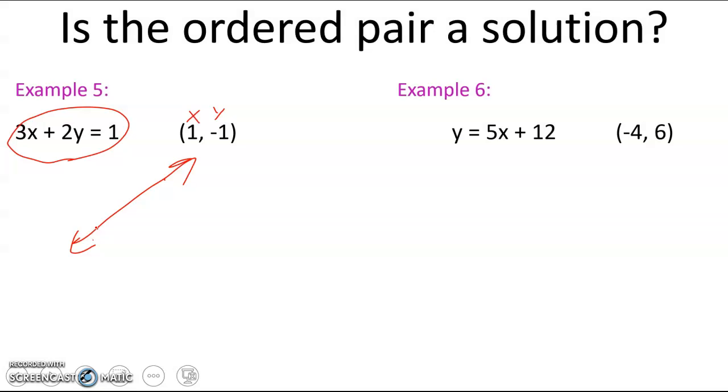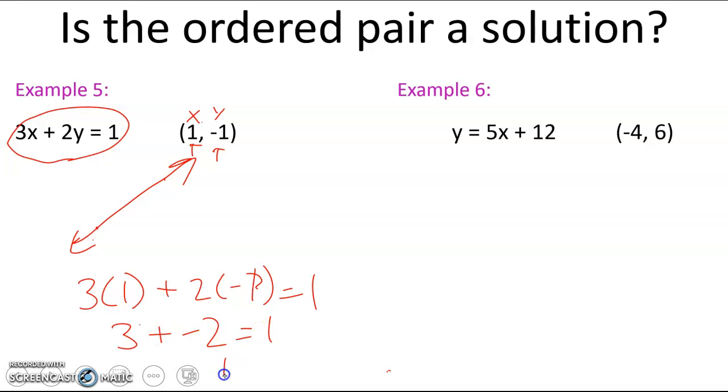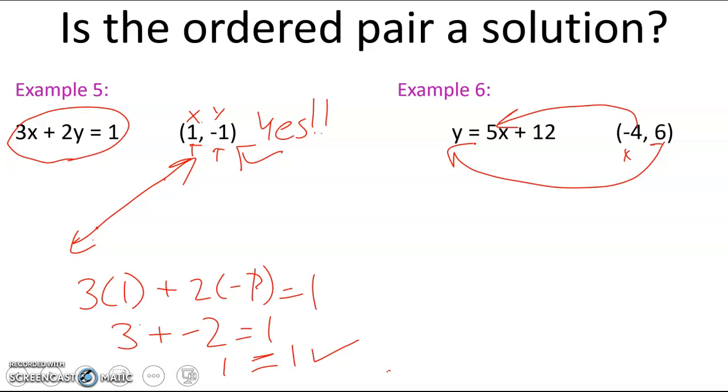The way that I figure that out is I plug in the first value for my x and the last value for my y. So I'm going to plug in the 1 for my x and the -1 for my y. 3 times 1 is 3, plus 2 times -1 is -2. You simplify that out. That is true. So therefore, yes, this ordered pair is a solution. And you do the same thing for the other one: you'd plug this -4 in for this x and the 6 in for this y, and see if they match.